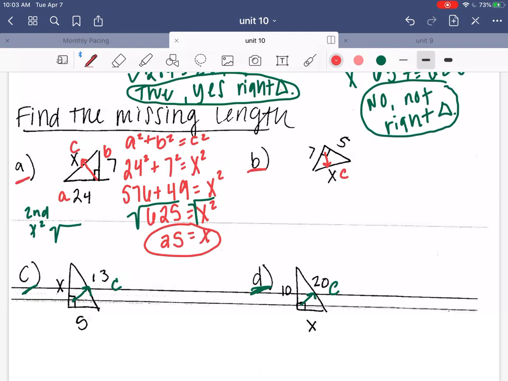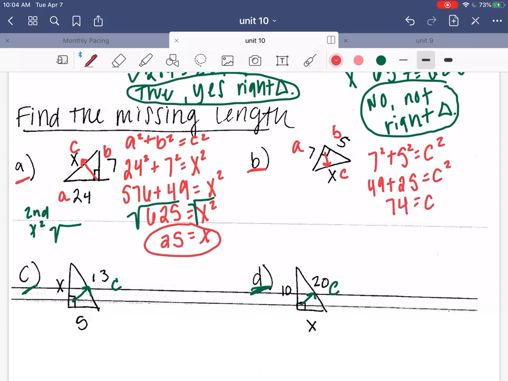So B, again, same setup because C is the unknown. So I have A and B are my other sides. 7 squared plus 5 squared equals C squared. C squared or X squared, it doesn't even matter. 49 plus 25. I don't know what C is going to be or what X is going to be yet, but I'm going to add these two.